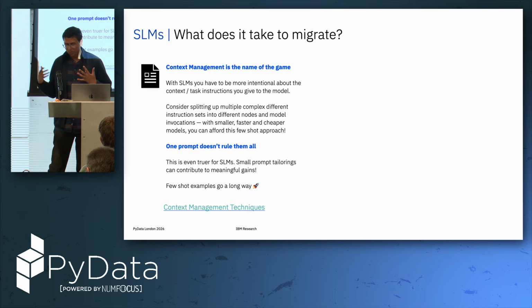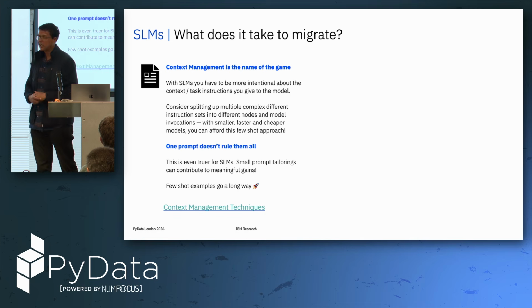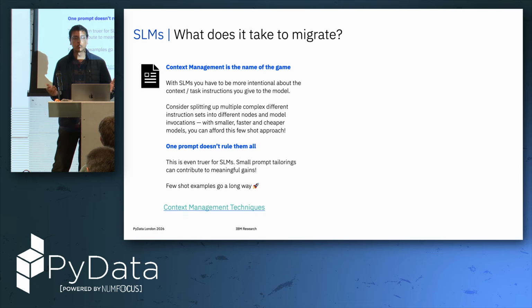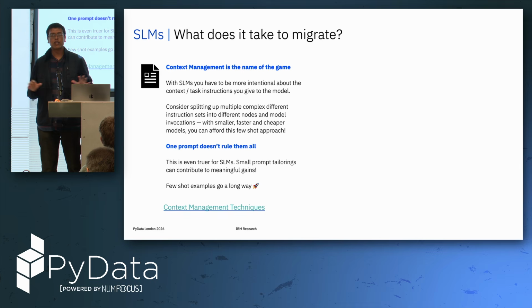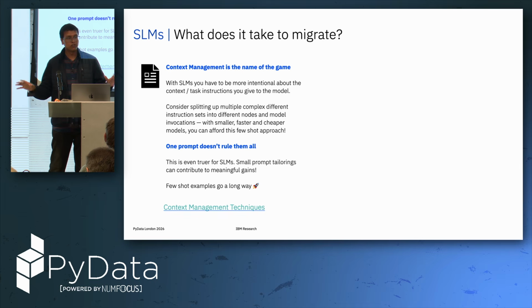an actual pattern, context management is the name of the game when you're talking about small language models. You have to be a lot more intentional about the context and the instructions you're giving to the model. Be aware of not overloading multiple different logic gates within a prompt and multiple different tasks within a prompt. Think about splitting those multiple different tasks into different nodes and LLM invocations to get better accuracy.